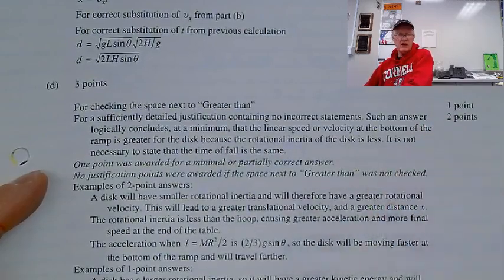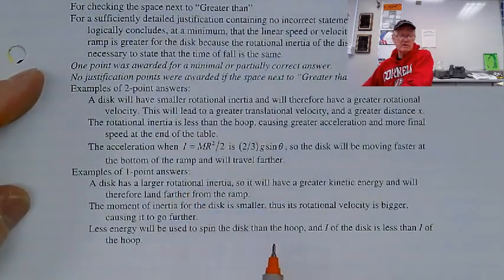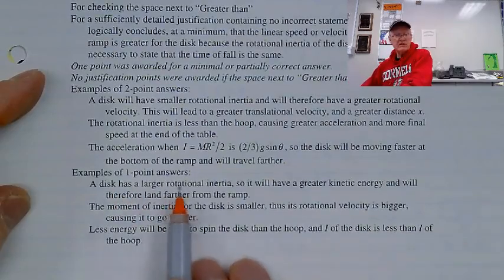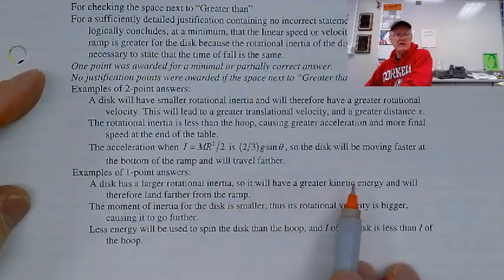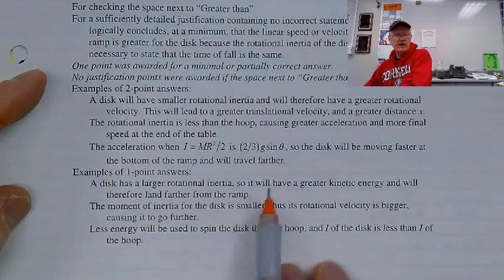A disk has greater rotational inertia, so it will have greater kinetic energy and will therefore land farther from the ramp. That's an unproven stretch. That's a little bit much. Okay, I'm not even sure this is true.